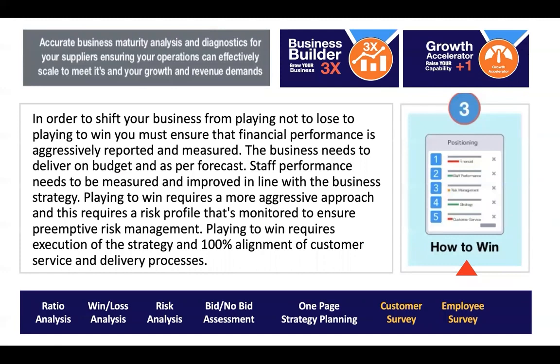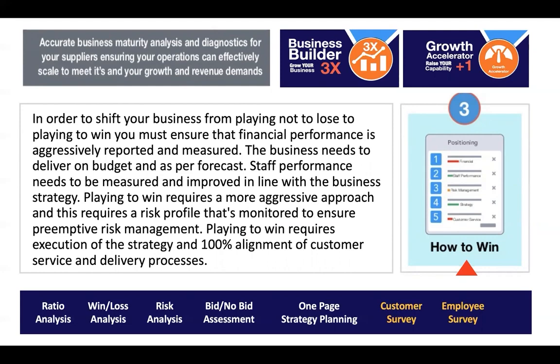Now we're going to look at how to win. Once we've established where to play, we look at how to win, to shift our business from playing not to lose to playing to win. You must ensure that the financial performance is aggressively reported and measured. The business needs to deliver on budget as per forecast. Staff performance needs to be measured.